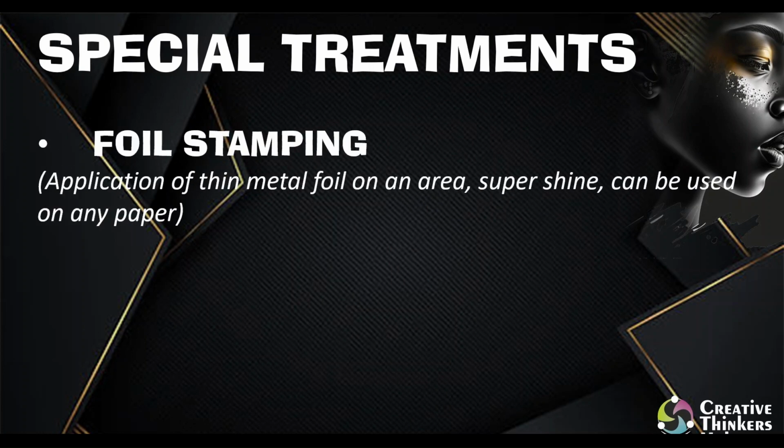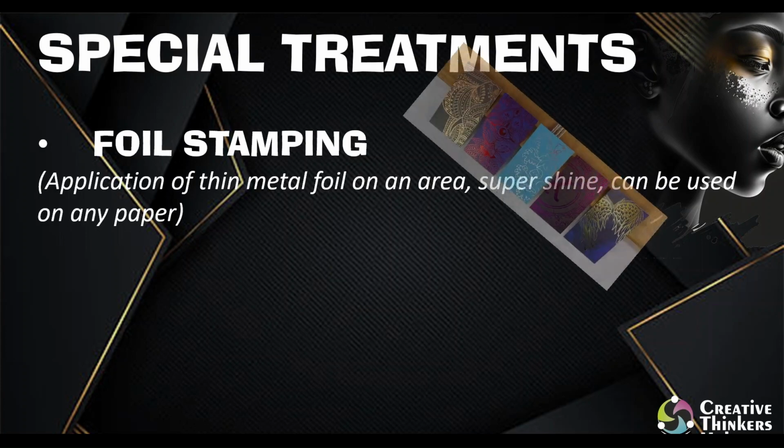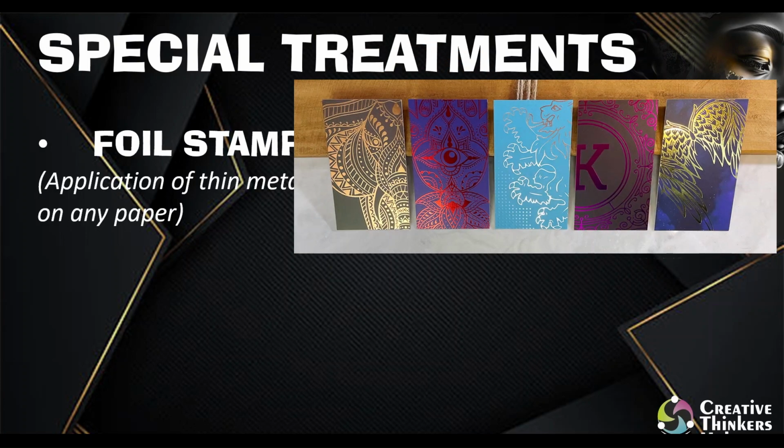Special ink treatments, we take it further. Okay, now foil stamping. Application of a thin metal foil on an area gives you super shine, and it can be used on any kind of paper, whether it is coated, uncoated, thick, thin, not a problem whatsoever. Foil stamping can be used.